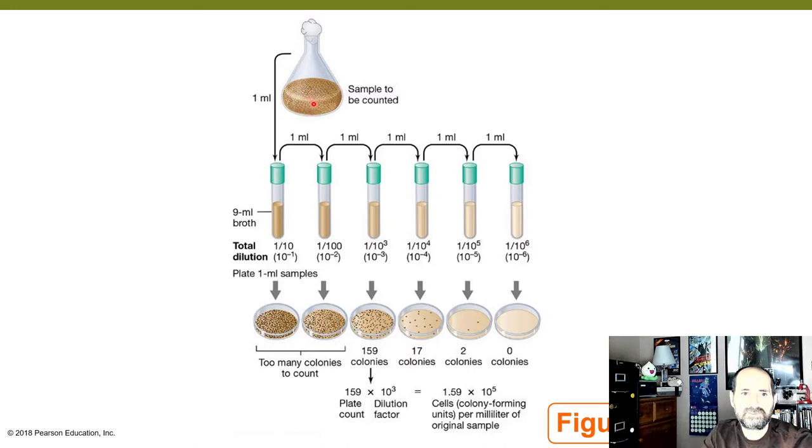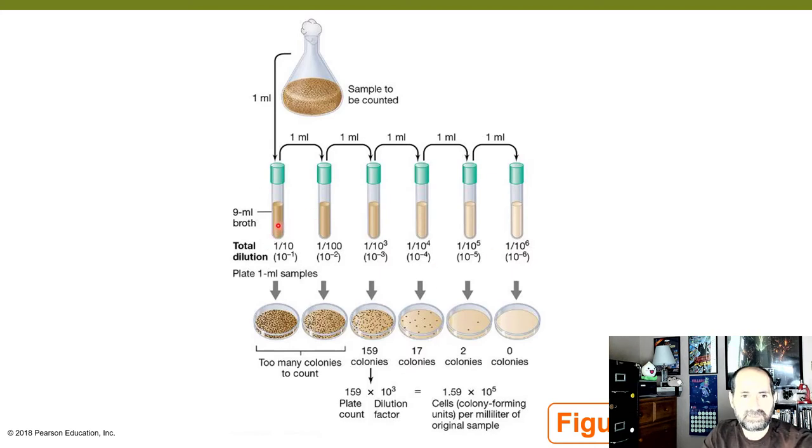So what we're going to do first is make a serial dilution. We're taking 1 ml of our sample to be counted, placing it in 9 ml of broth, then mixing and placing 1 ml of that into 9 ml of broth, mixing, and doing it again and again. So this is your 1 in 10 dilution. This is your 1 in 100, 1 in 1,000, 1 in 10,000, etc.